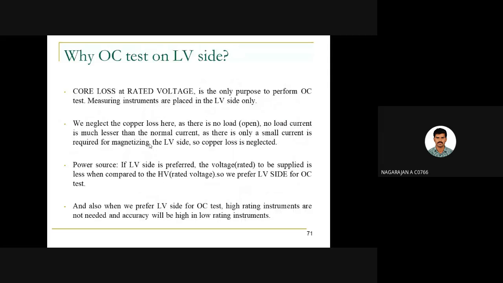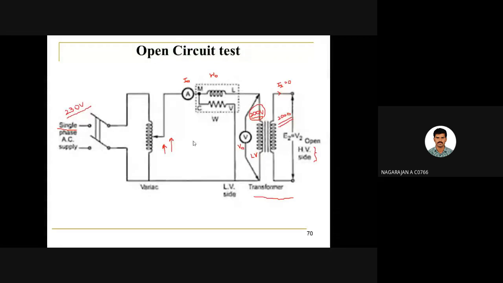Look at this, the power source. That is what I told you. If the low voltage side is preferred, the voltage to be supplied is less when compared to the high voltage side. So from this example, we have 2000 volts here and 200 volts here. So giving supply to the 200 volts side of the transformer is very easy for me, isn't it? So when I go for a lab test, I'll prefer this side.